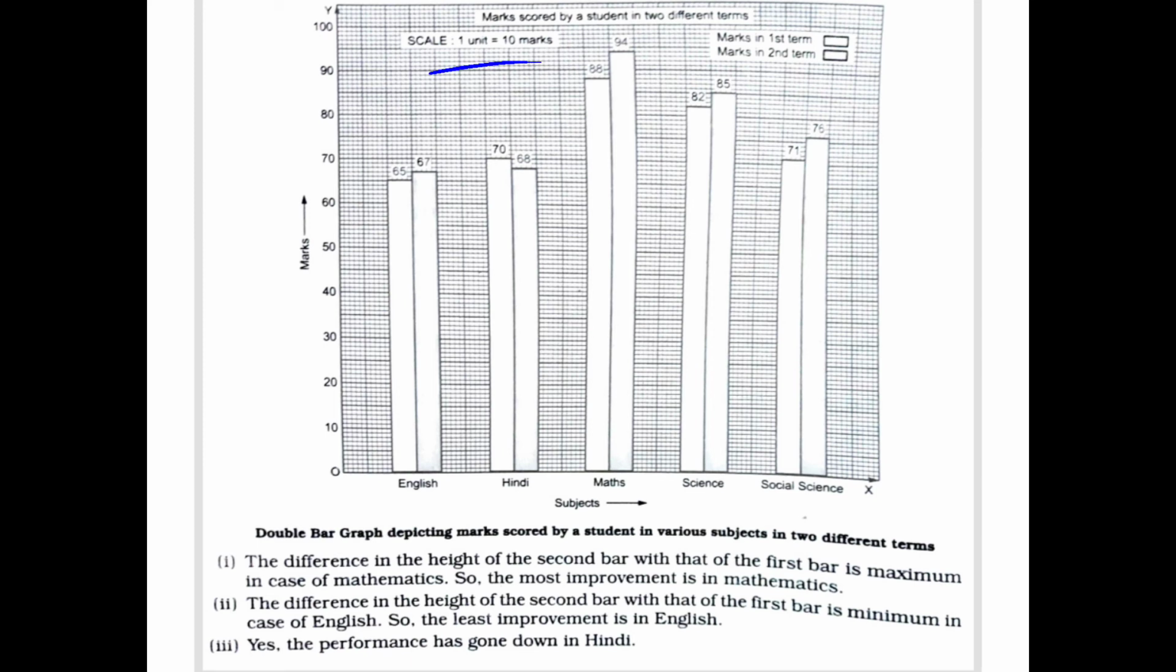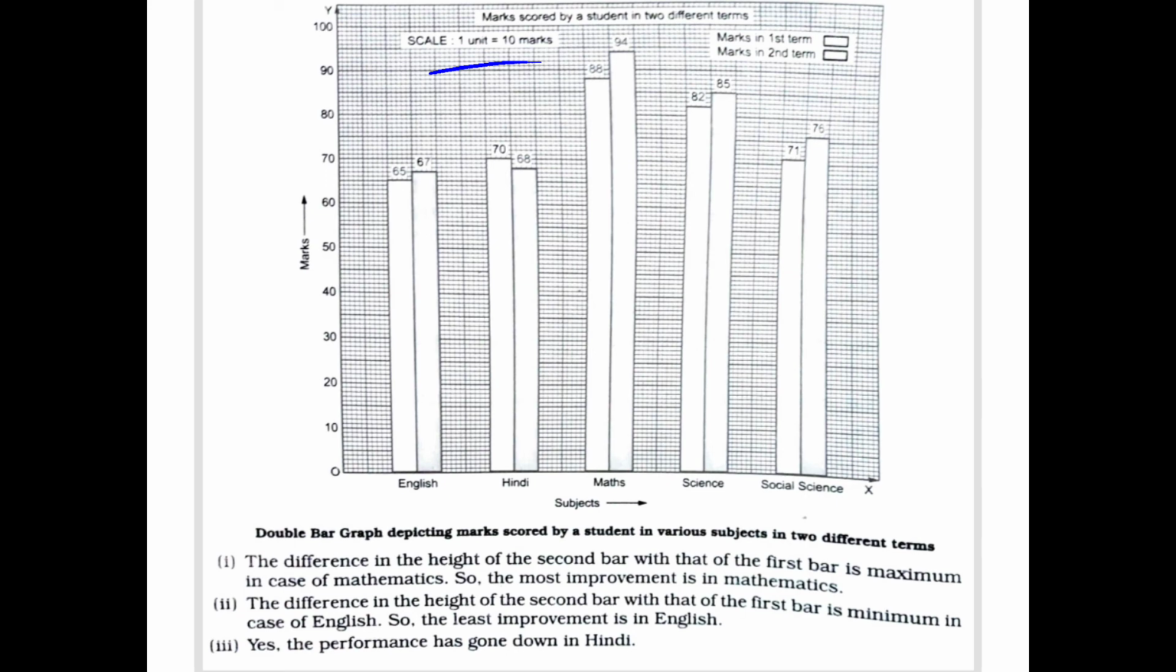Okay, and we also have to write marks in first term, marks in second term. The next thing: the heights of the various pairs of bars in terms of the number of small divisions are: English 65 and 67, Hindi 70 and 68, Mathematics 88 and 94, Science 82 and 85, Social Science 71 and 76. So according to the marks, for English in the first term, that is 65, we measure it and draw a rectangle, and in the second term 67. Like that for Hindi, maths, science and social, we have to draw everything. So this is the way of drawing the bar graph.